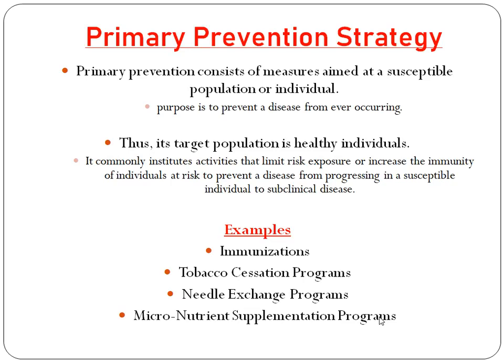I made mention of one at an earlier stage: buying of mosquito nets. Yes, that's a primary prevention strategy. You don't want to have malaria. You don't want to get any infection that mosquitoes transmit. Other examples include the tobacco cessation program, where you completely shut down tobacco production.